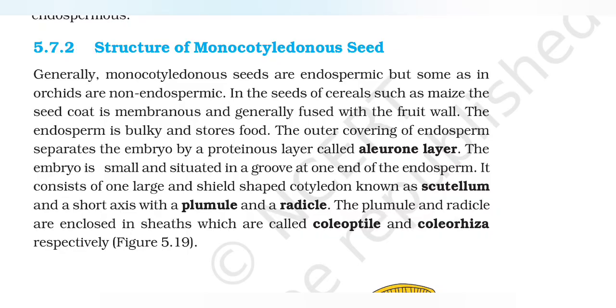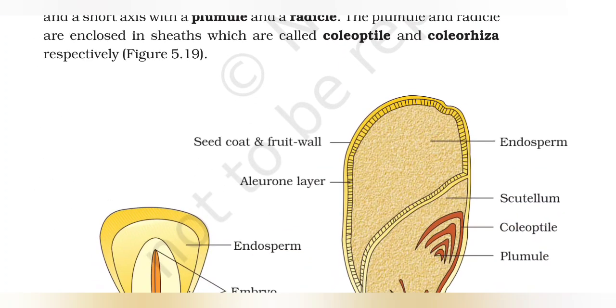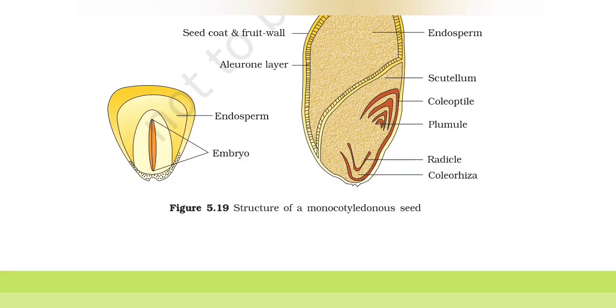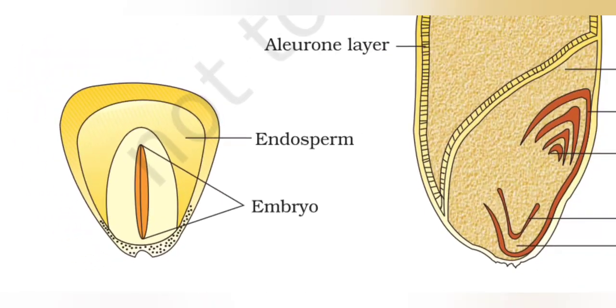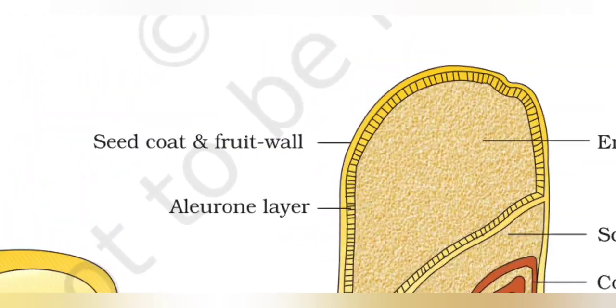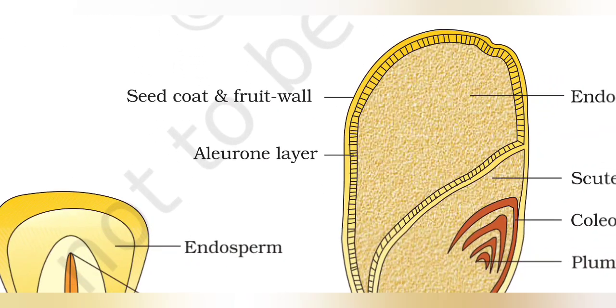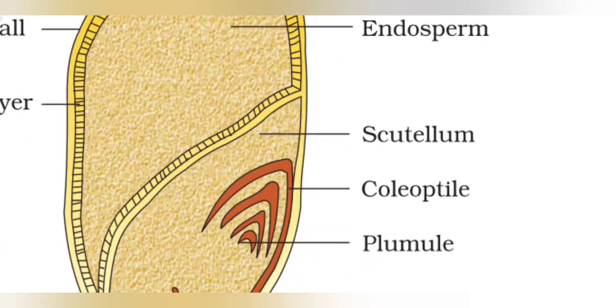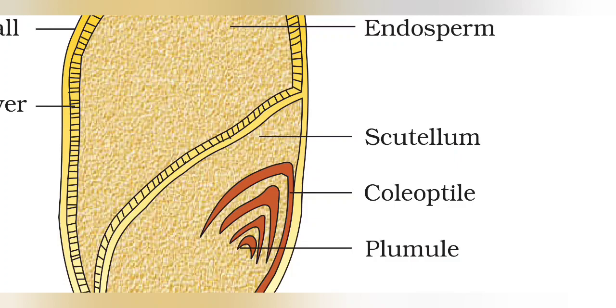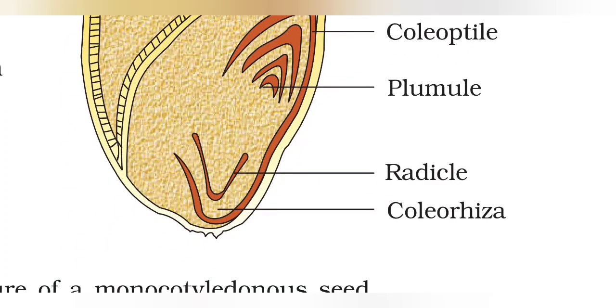It consists of one large and shield-shaped cotyledon known as scutellum and a short axis with a plumule and a radicle. The plumule and radicle are enclosed in sheaths which are called coleoptile and coleorhiza respectively. This is the structure of a monocotyledonous seed. Here it is endosperm and it is embryo. This is seed coat and fruit wall. It is aleurone layer. Here it is endosperm, scutellum, coleoptile, plumule. It is radicle, coleorhiza.